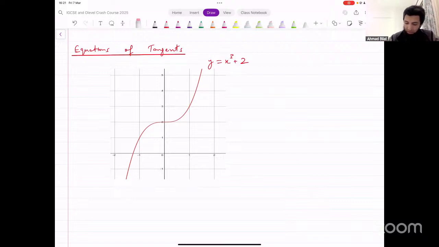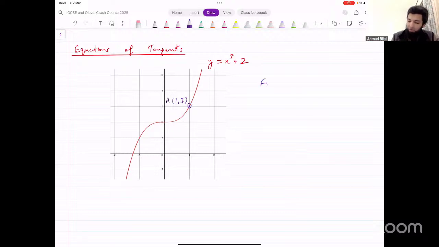Or let's take an integer. Let's take this point. What are the coordinates of this point? The coordinates are 1 and 3. Okay. We have this function and we have this point 1, 3. Let's call this point something. Let's say this is A.